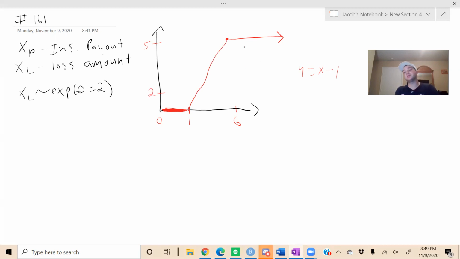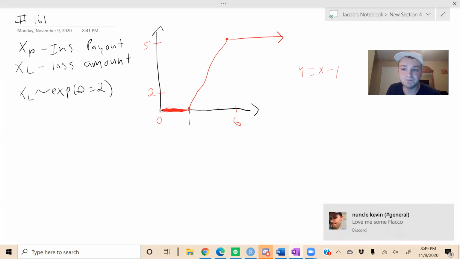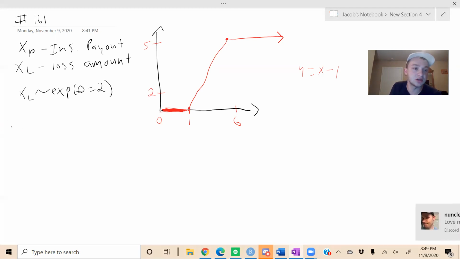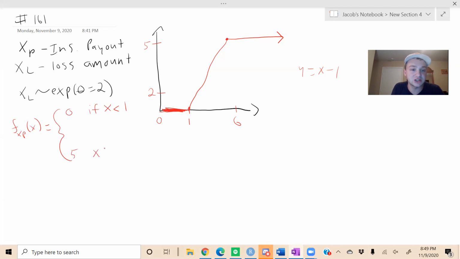Now that we have the graph drawn, let's put it into regular function notation for this piecewise function. So the function for the insurance payout is this. Oh, that's really bad. Let's redraw that. We know it's 0 if X is less than 1. We know it's 5 if X is greater than 6, so when X is greater than 6, Y is 5. And then it's X minus 1 if you're in the interval from 1 to 6. Now we've got a lot of information.